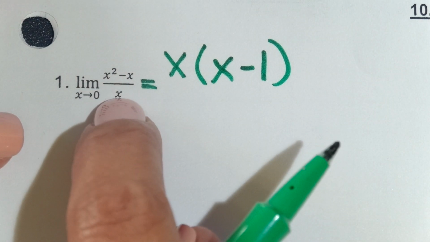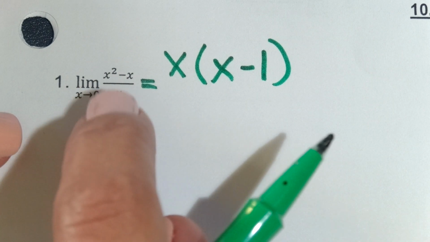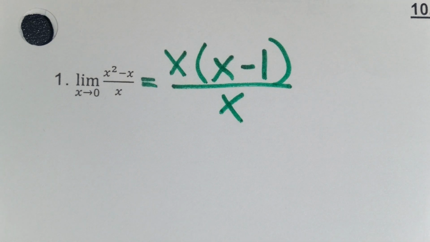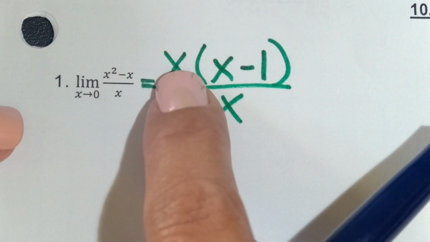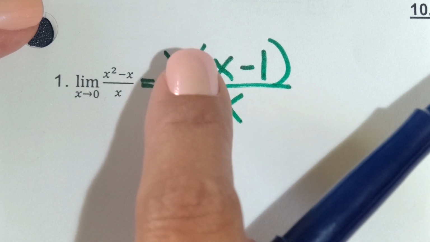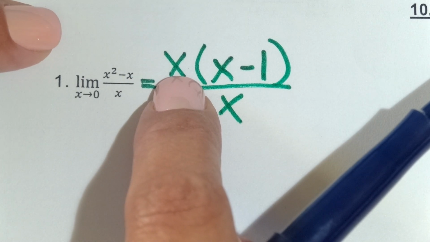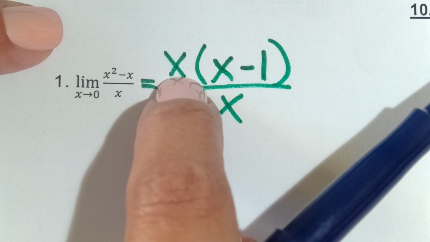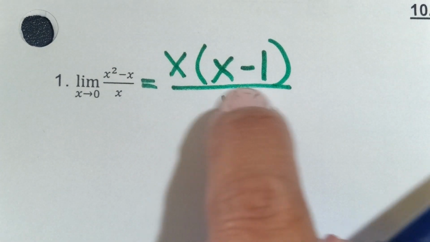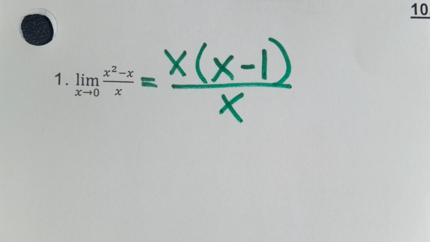Can I factor anything in the denominator? No. There's only an x, so I just put it over x. Okay? So that was step 1. I factored out any greatest common factor. X was my greatest common factor. Second step is, factor the quadratic, right? Do I have any quadratics in here? Do I have a polynomial? Do I have an equation with a degree of 2? No. So now I can move on to the next step. What's the next step?